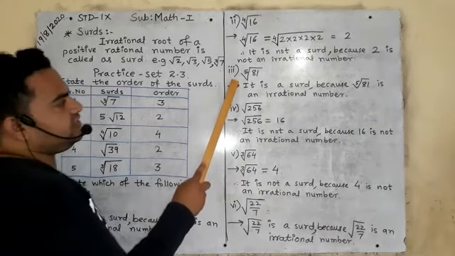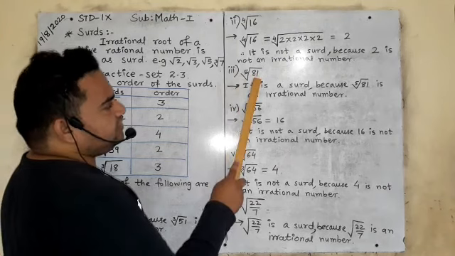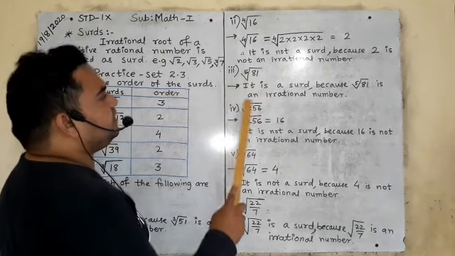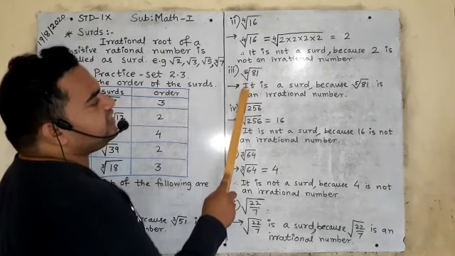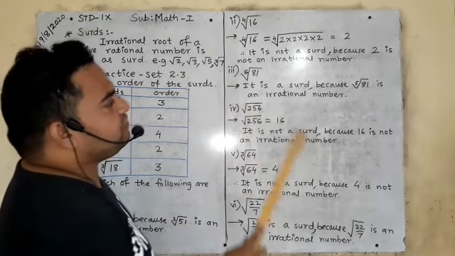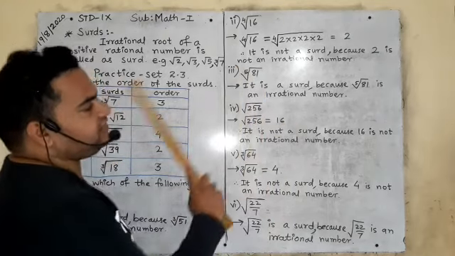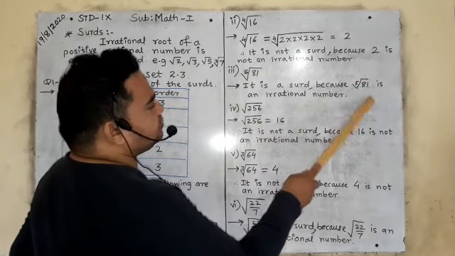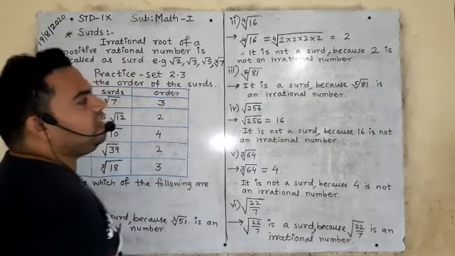Like this, question number 3. See, 5 is the order of 81. It is a surd. Why? Because we cannot multiply any number 5 times whose value will be 81, so it is an irrational number.